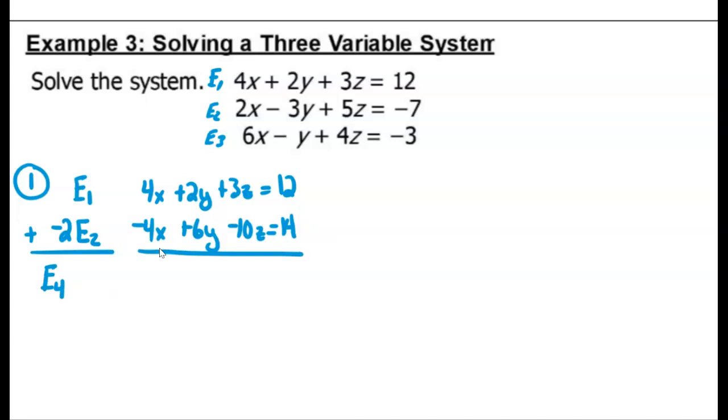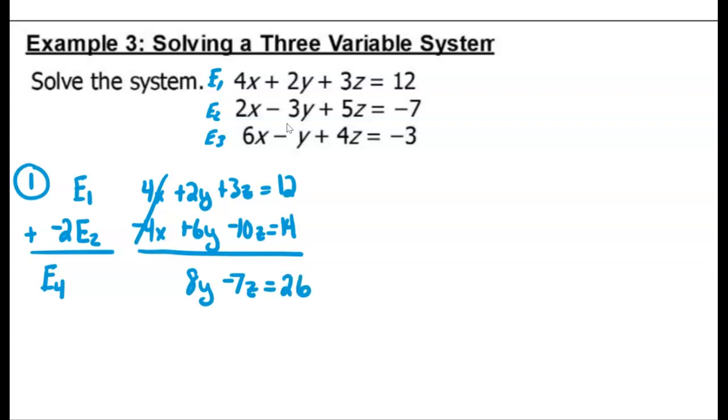Now, you didn't have to eliminate x. You could have eliminated y or z. You just look at the numbers and decide which one is easier for you to eliminate. I totally could have done the y's pretty easily also. So when I add straight down, I have 8y minus 7z equals 26.